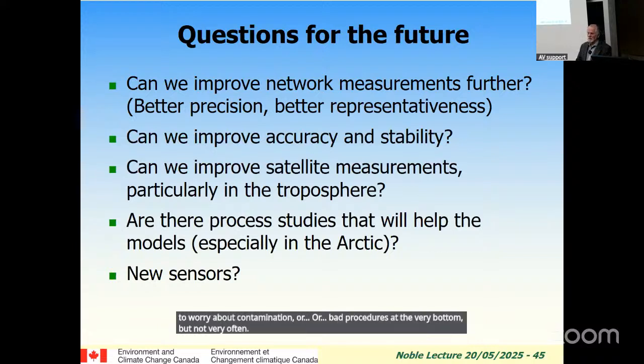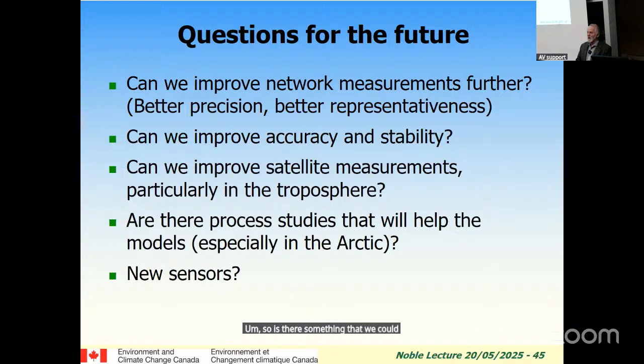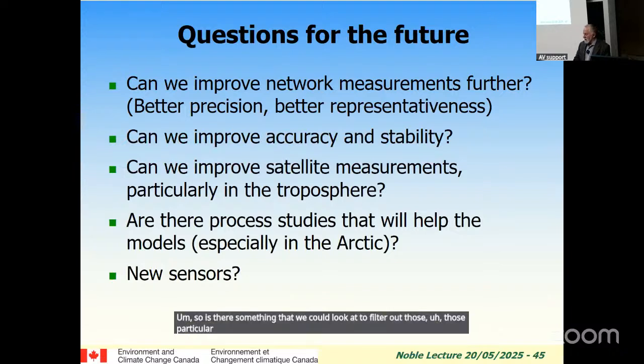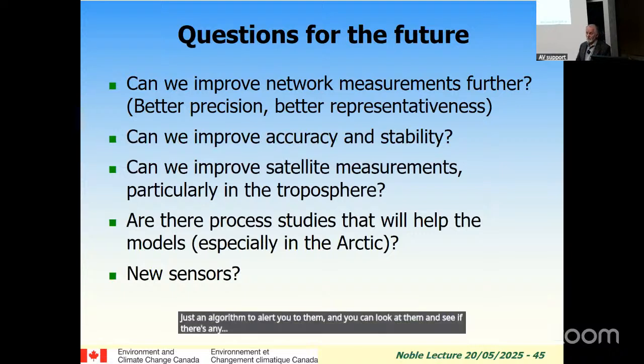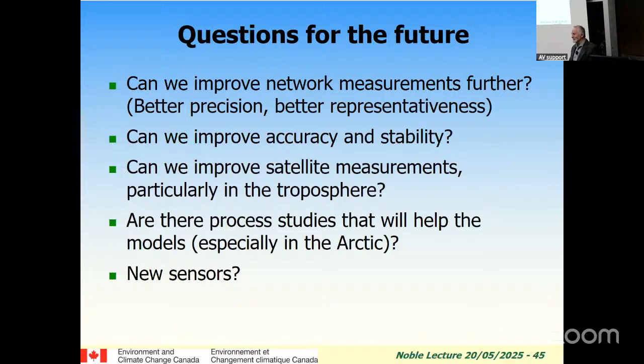So is there something that we could look at to filter out those particular profiles so that we can use more of the near-surface data? Just an algorithm to alert you to them, and you can look at them and see if you can see a physical reason. Maybe you want to put a caveat on that. Unfortunately, if the operators have screwed up, they don't usually note it in the logbook. But generally they're very conscientious, very careful, very dedicated.